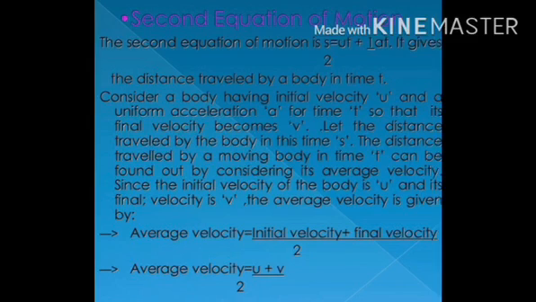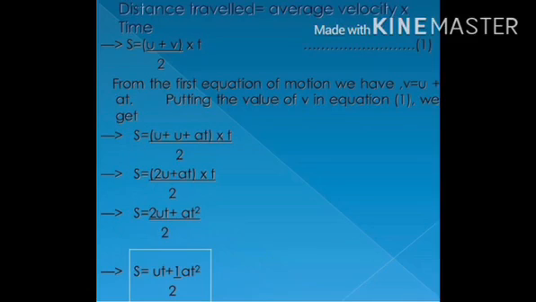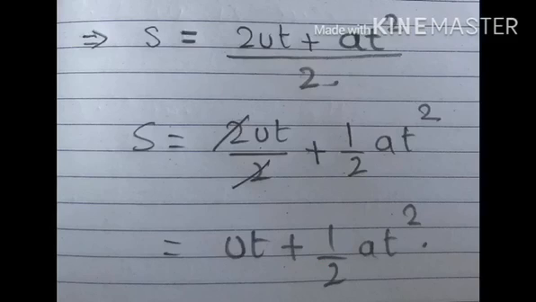Average velocity is equal to (u + v)/2. Distance traveled is equal to average velocity multiplied by time. So s = ((u + v)/2) × t. From the first equation of motion we have v = u + at. Putting the value of v in equation 1, we get s = ((u + u + at) × t)/2, which implies s = ((2u + at) × t)/2, which implies s = (2ut + at²)/2.